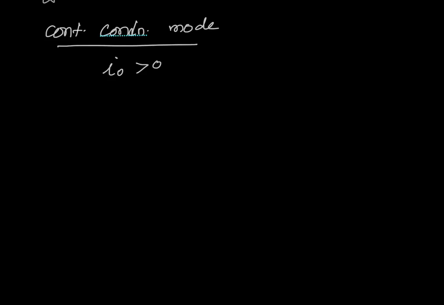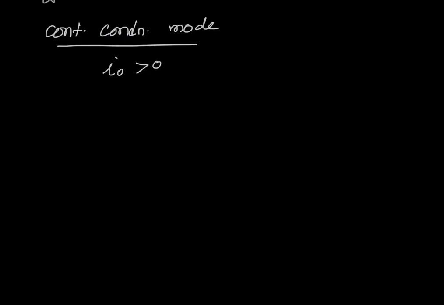First, let us see continuous conduction mode. In continuous conduction mode, the output current I0 is always greater than 0. So at the time of triggering the SCR, the output current will be greater than 0.